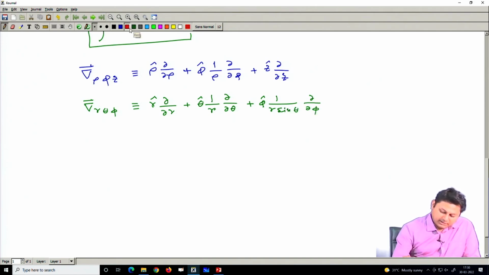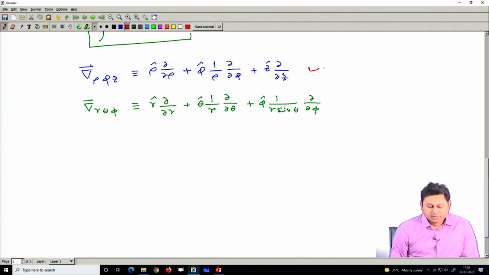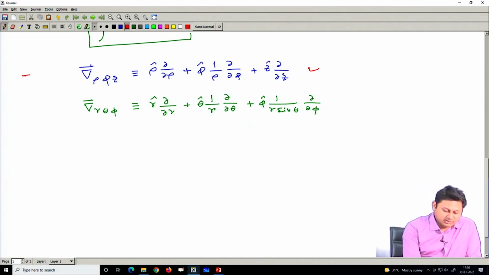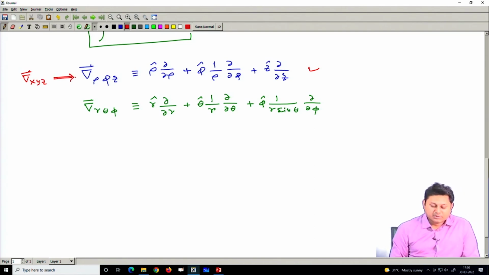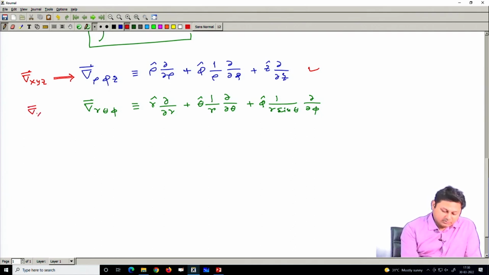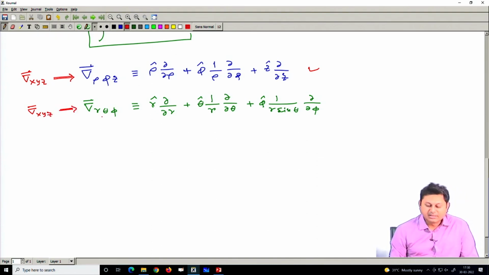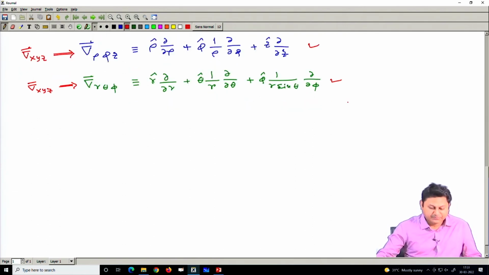We derived this, how one can transform from this to this. This is the original Cartesian coordinate, and from Cartesian coordinate I derived a few classes ago how to convert these to here. In the same way, you can convert that by using the relationship between x, y, z and r, theta, phi. Later we will see that for curvilinear coordinate systems we can generalize this and understand what the general expression should be.